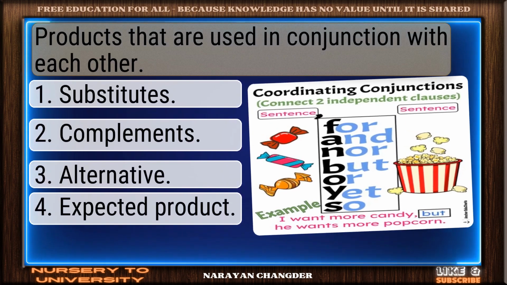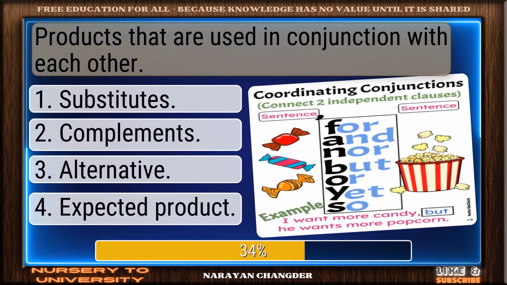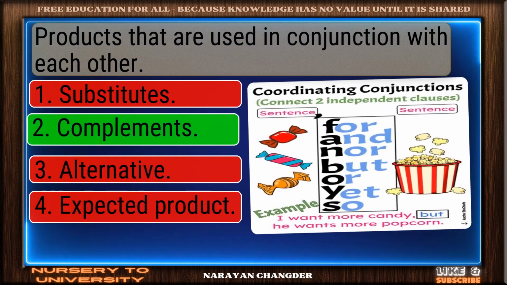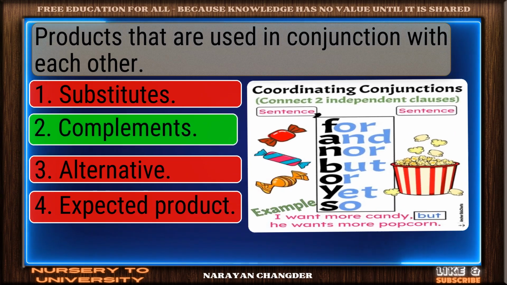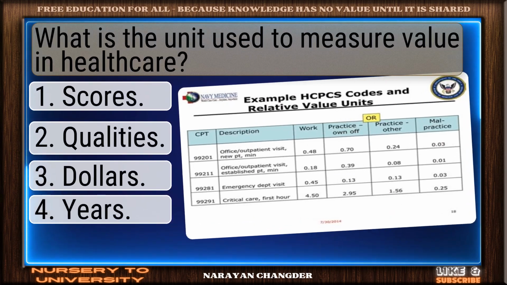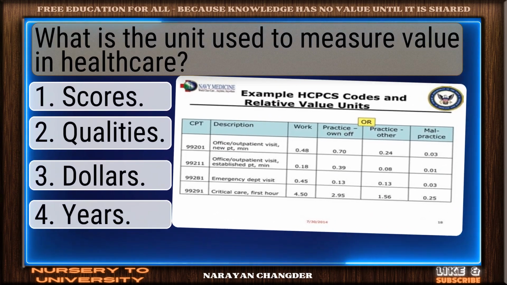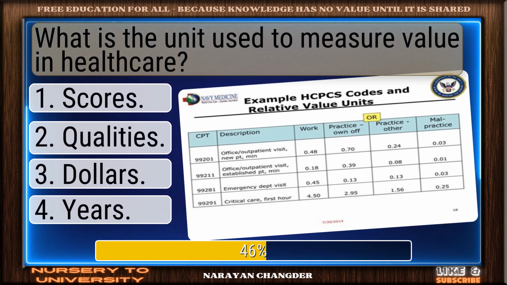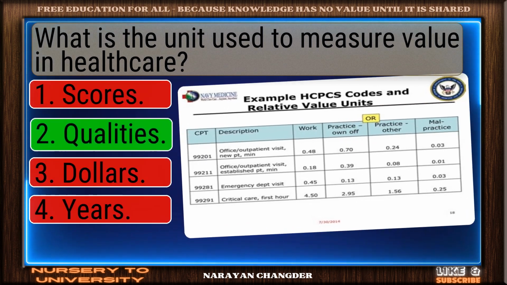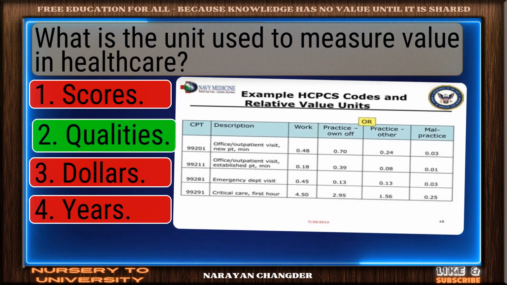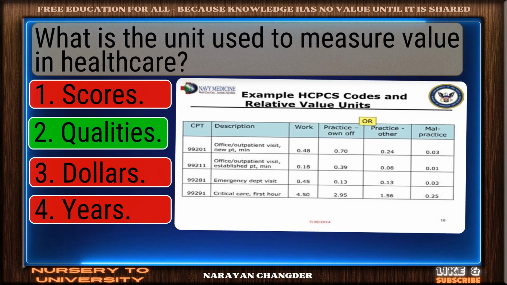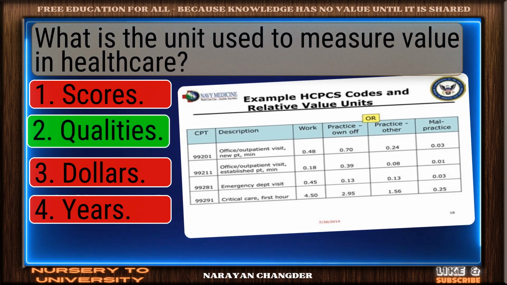Products that are used in conjunction with each other? Nicely done. Complements is a solid answer. What is the unit used to measure value in healthcare? Clear logic. Your choice qualities is sound and 100% true.